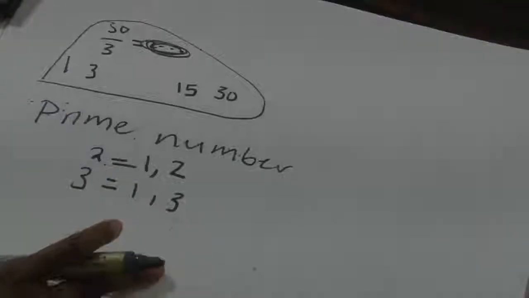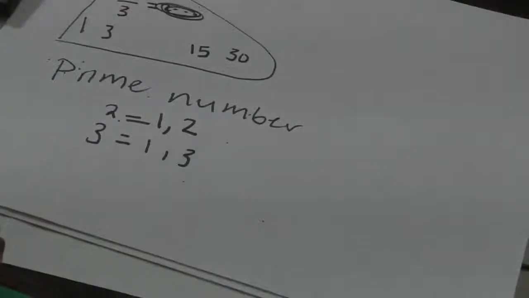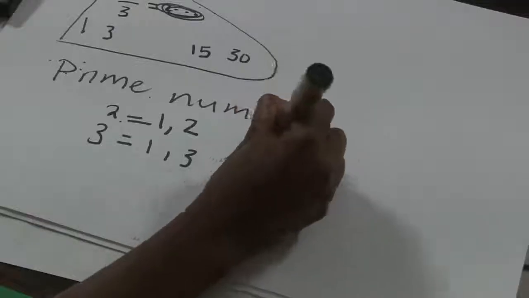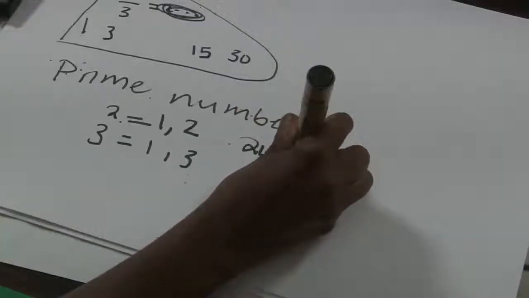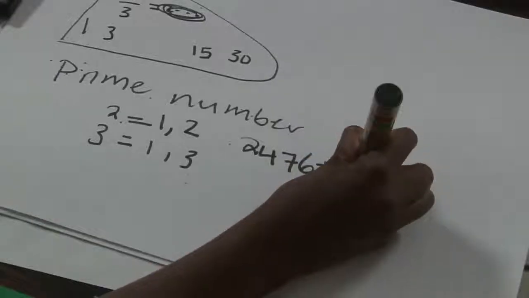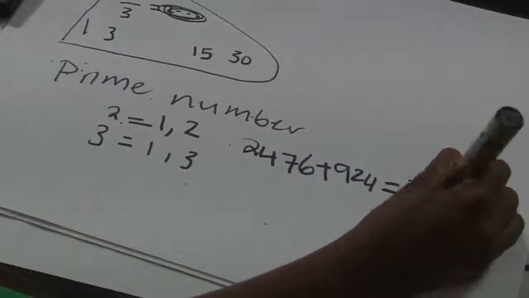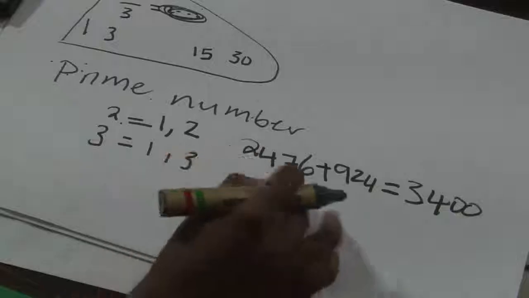And then comes a case when they say, show all your work. So it's very important you look at what it is that the question wants me to do. They want you to do the calculation, yes, but how? Is there a specific way? Is there a requirement to that? And then if they say show all your calculations, you can't just write, okay, it's 2476 plus 924, and then you take your calculator, quick, and then you get 3,400. Because this is not showing all your work.